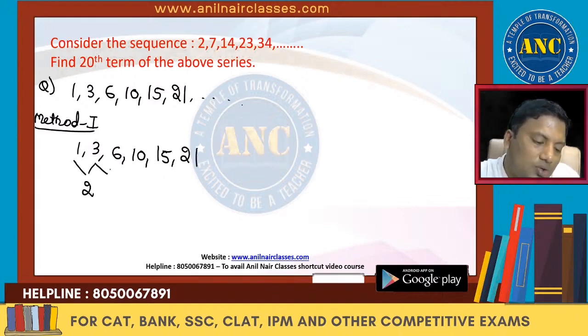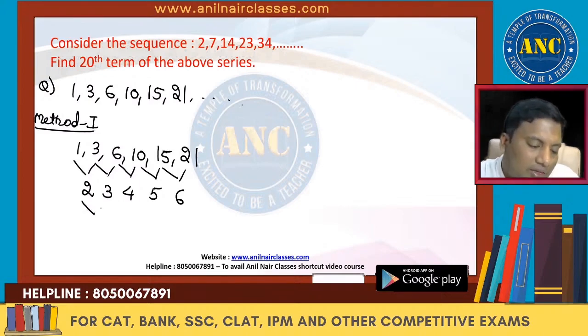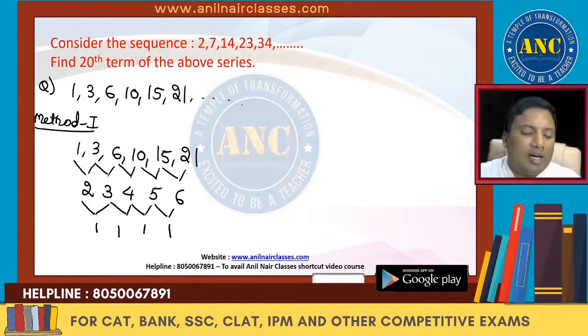1, 3, 6, 10, 15, 21. The differences are 2, 3, 4, 5, 6. Then the difference of these is 1, 1, 1. The difference is constant in how many steps? In 2 steps it is constant. This is the first step. This is the second step.